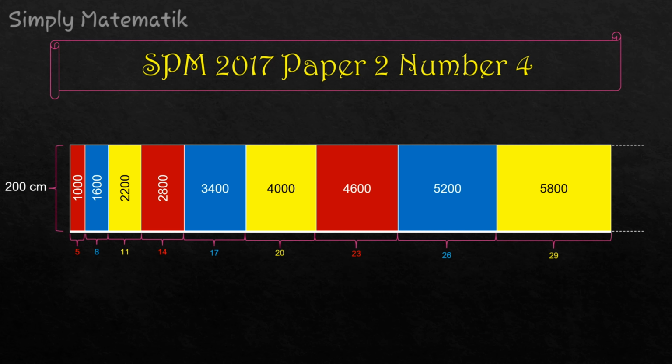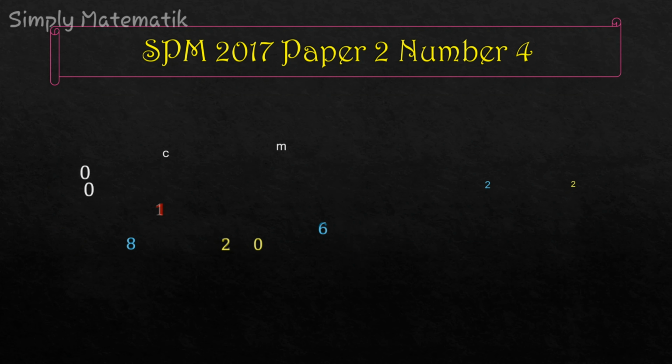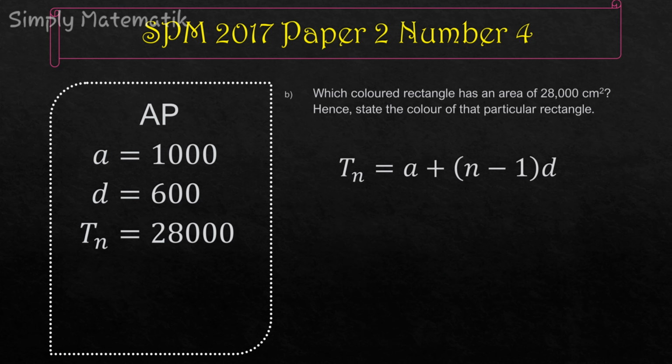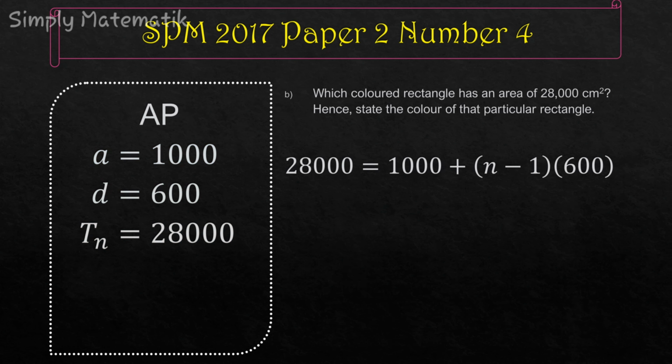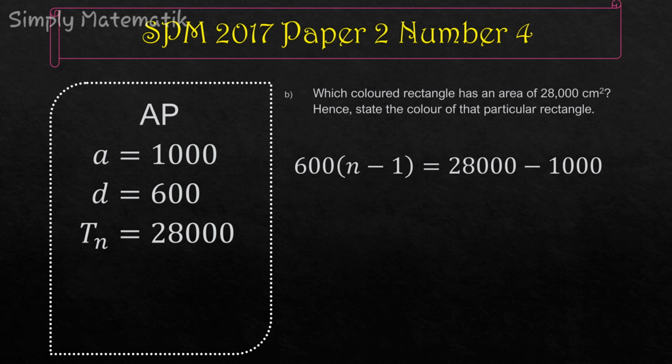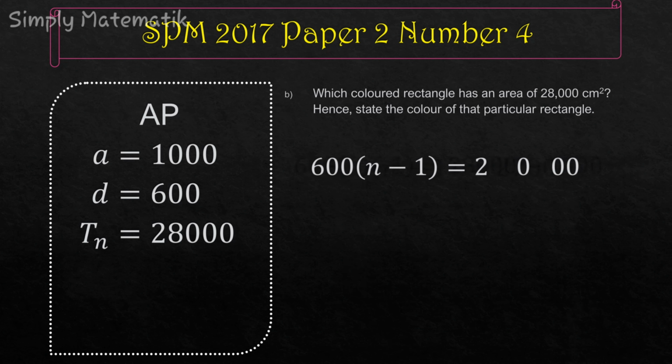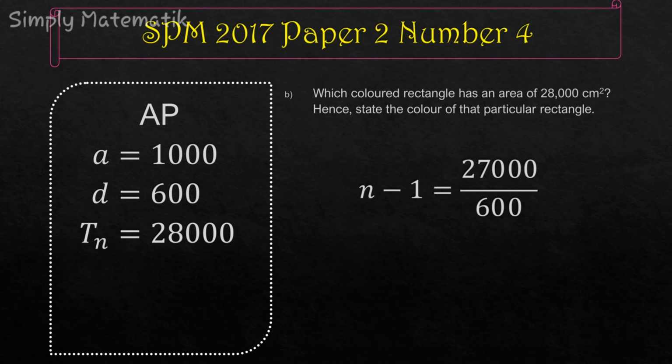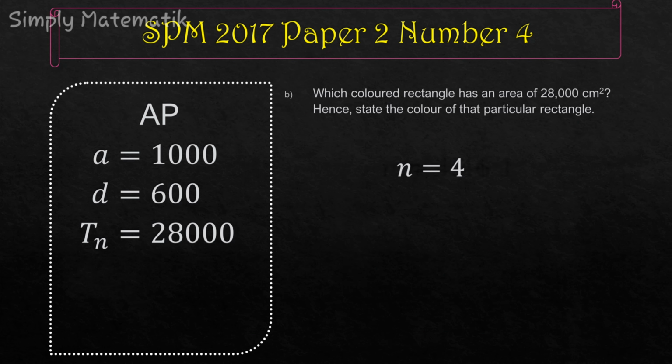When we see this, we can see that it is also an arithmetic progression with the first term is 1000 and the common difference is 600. So we just need to substitute Tn with 28,000, A with 1000 and D with 600 to find the value of n. So we will get the same answer, which is n equals 46.